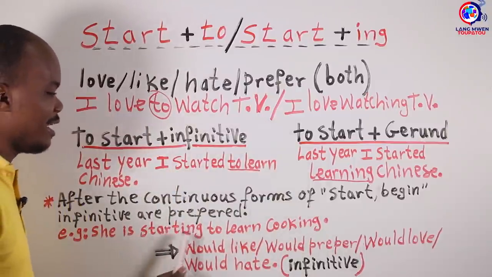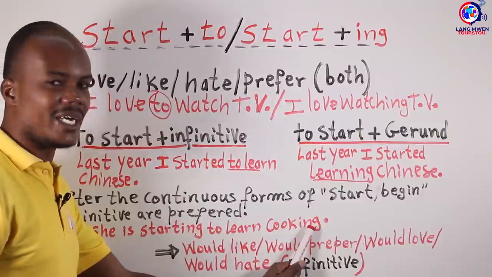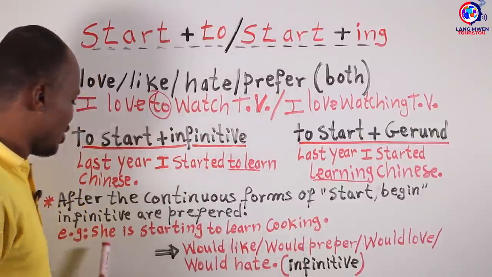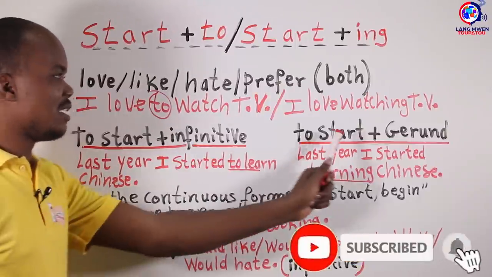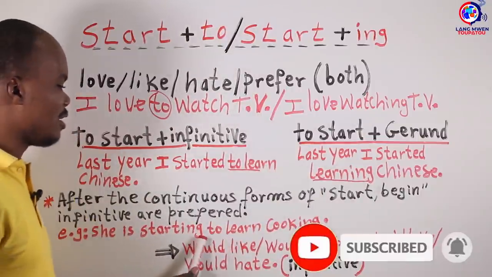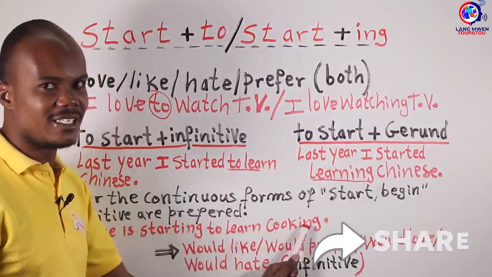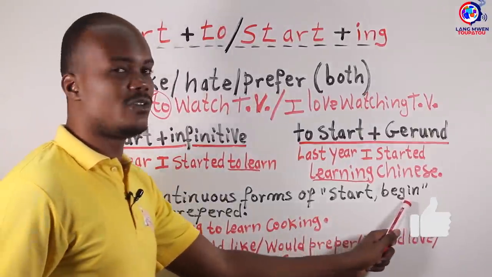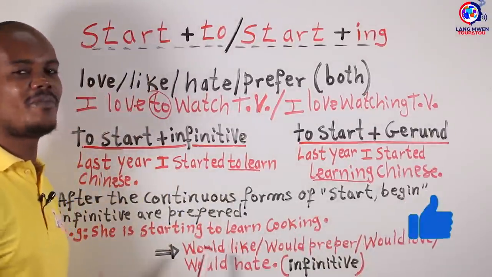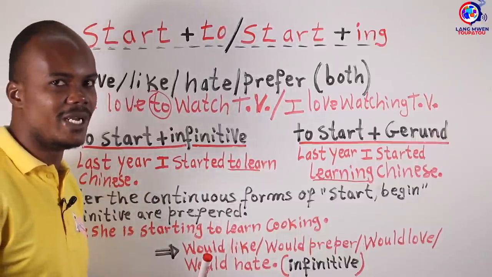She is starting to learn cooking. Li commencer à apprendre cuisine. Ou pas capable d'utiliser deuxième forme ça pour dire she is starting learning cooking. Ça pas fait sens. So, uniquement utiliser le verbe to start avec le verbe to begin dans forme continue, deuxième verbe qui va venir ou pas gain le choix que utiliser infinitif.